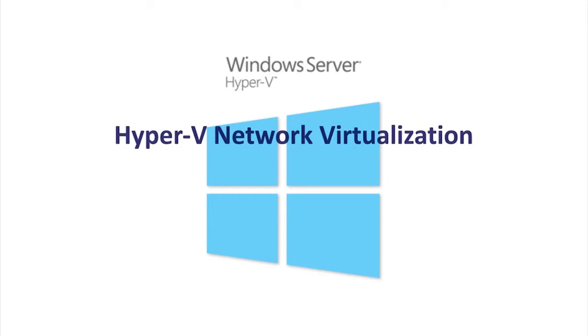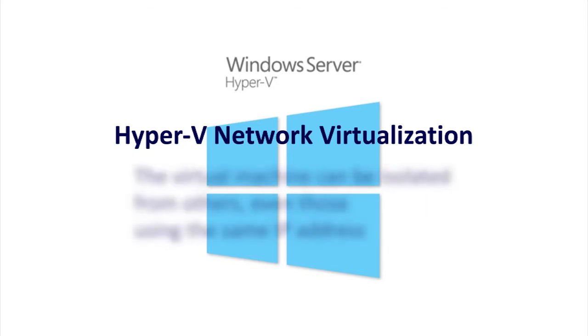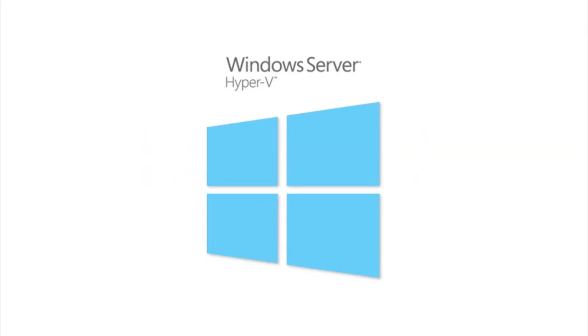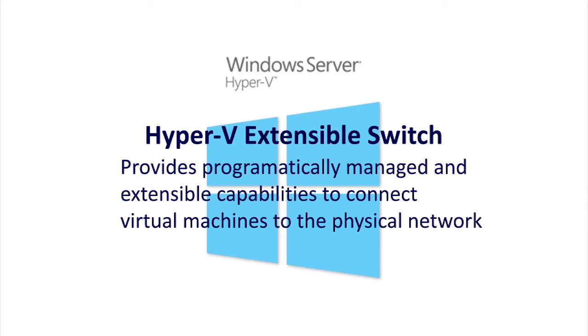With Hyper-V network virtualization, you can move a virtual machine between data centers or to a service provider's cloud and keep the same internal IP address for that virtual machine. The virtual machine can be isolated from others, even those using the same IP address. The Hyper-V Extensible Switch is another network-related virtualization feature introduced in Windows Server 2012. The Layer 2 Virtual Network Switch provides programmatically managed and extensible capabilities to connect virtual machines to the physical network.